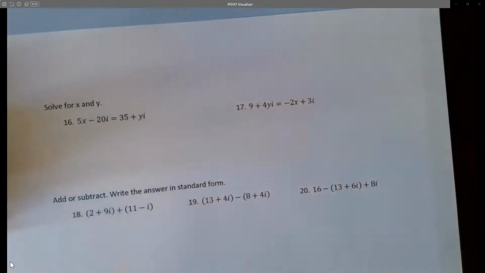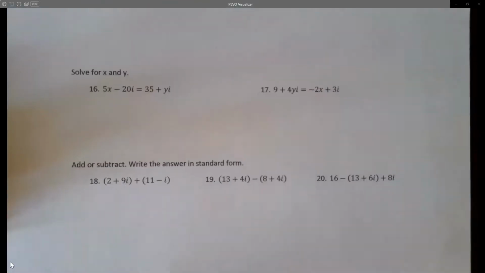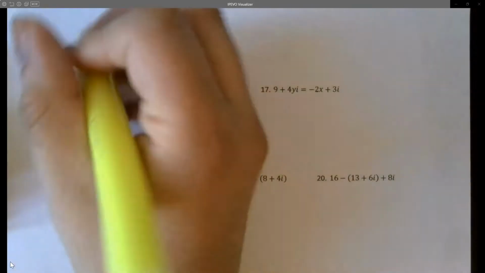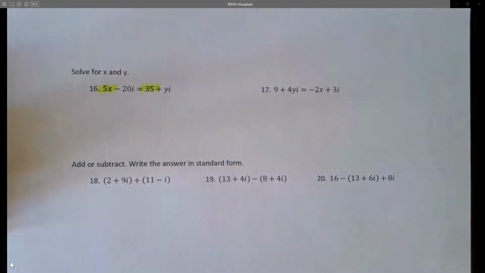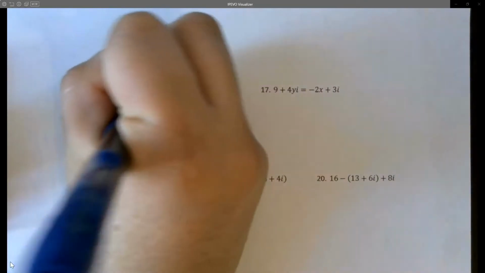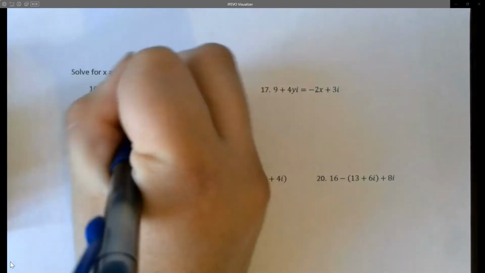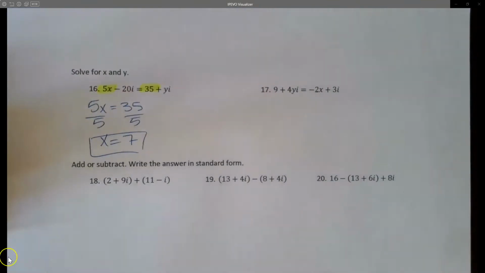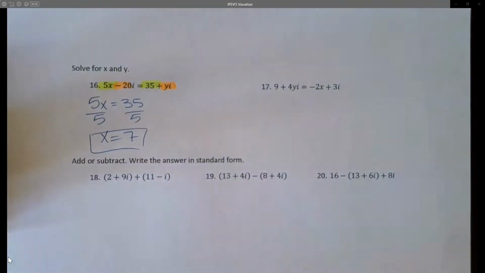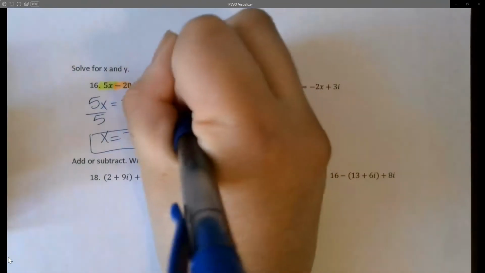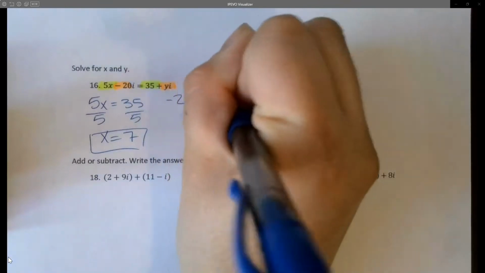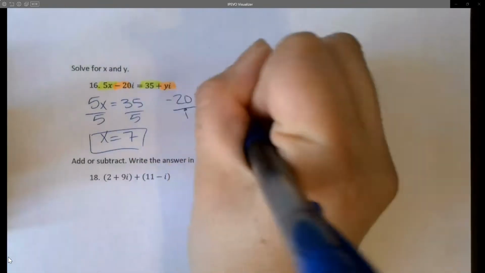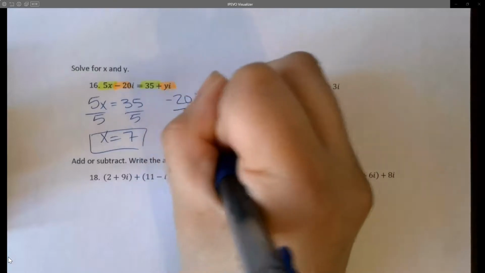Okay. This one wants me to solve for x and y. What I want to do is take my two real pieces, so that's 5x and 35. I want to set those equal to each other. I have 5x equals 35. Divide both sides by 5. I get x equals 7. I want to do the same thing for the imaginary parts. So I'm going to take the negative 20i and the yi and set those equal to each other. I have negative 20i equals yi. Divide both sides by i. I get negative 20 equals y.